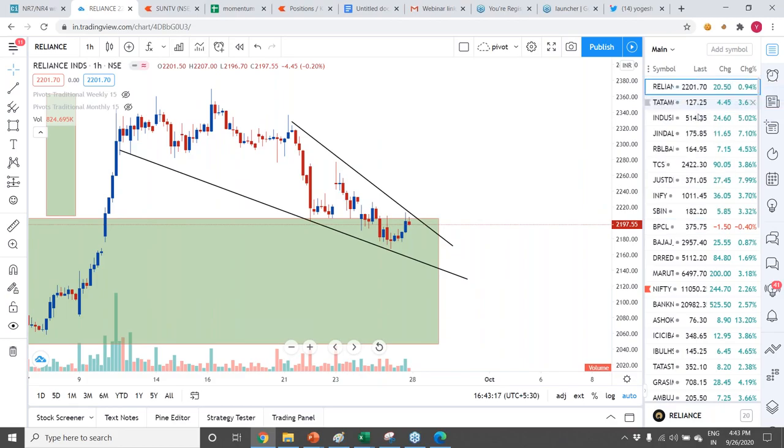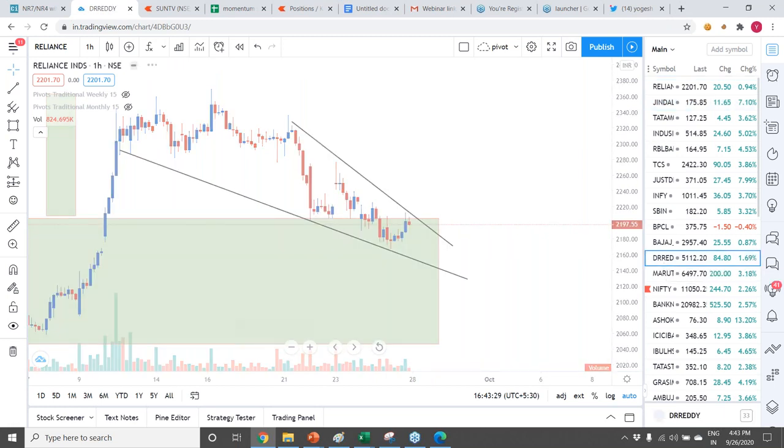Now Reliance could be next. Let me move it up a bit. Yeah, so this could be a live trade. So Tata Motors, sorry, Jindal Steel, Reliance, and Dr. Reddy, they can give us entry in the next few days. Now Dr. Reddy.